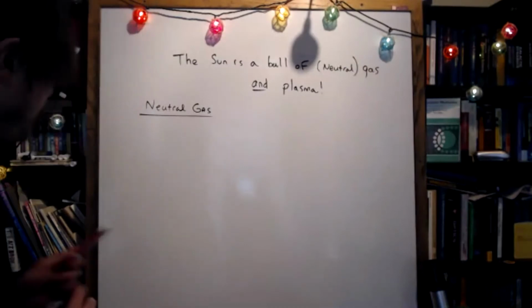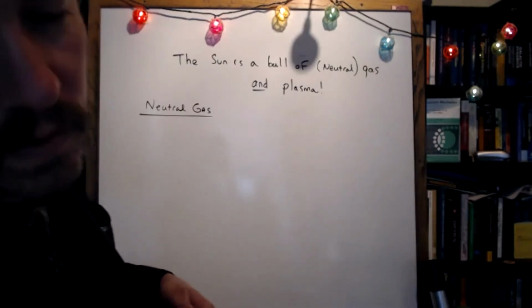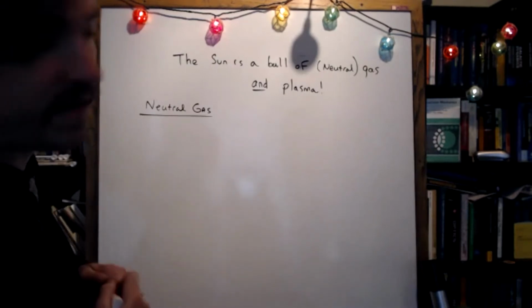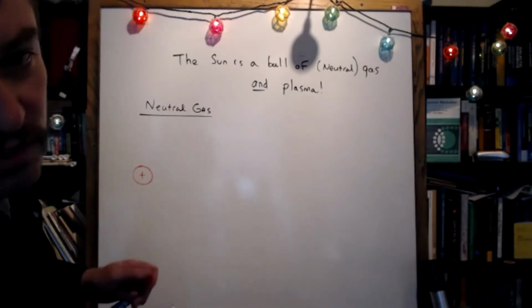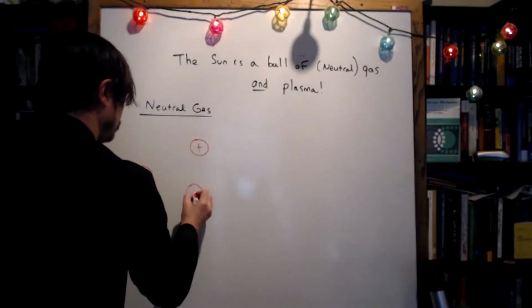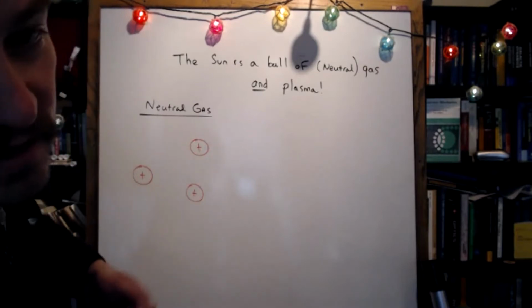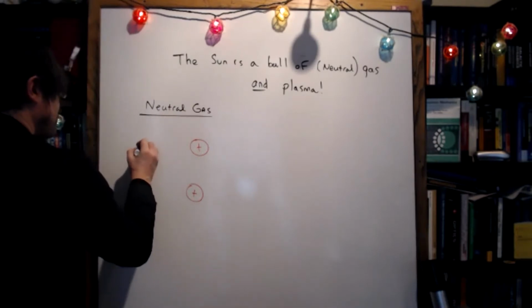1 proton and 1 neutron, or the electron. 1 proton, 1 electron is the most common isotope. So let's draw a little cartoon of what a neutral gas is like. In a neutral gas, the electrons are bound to the protons.